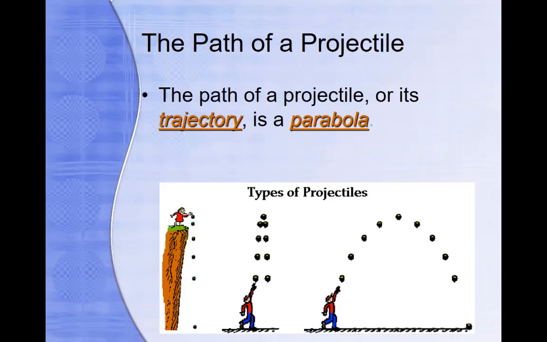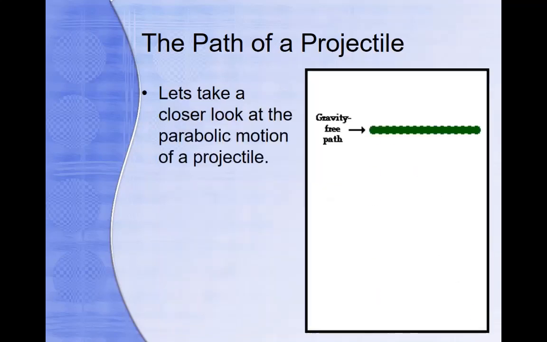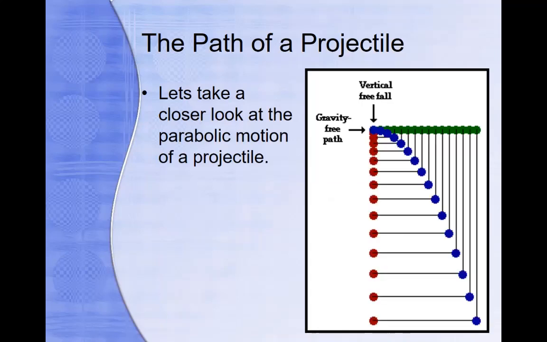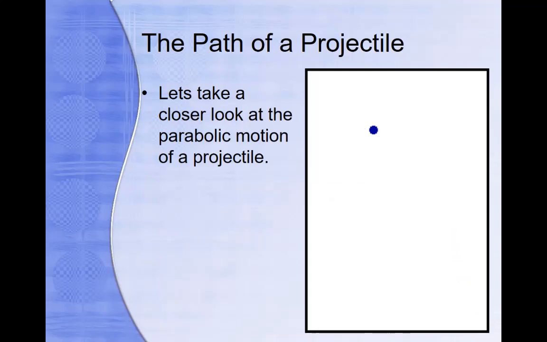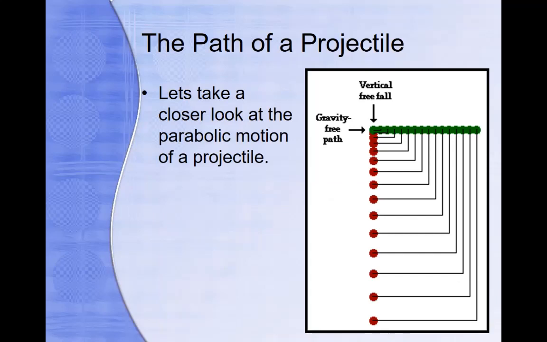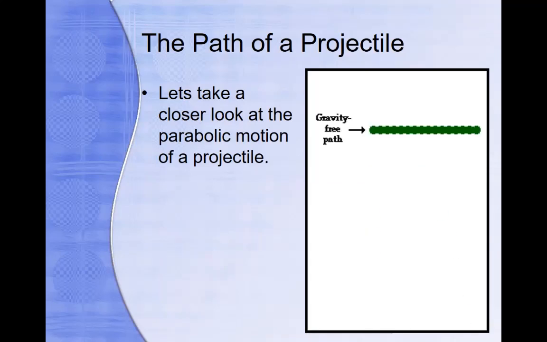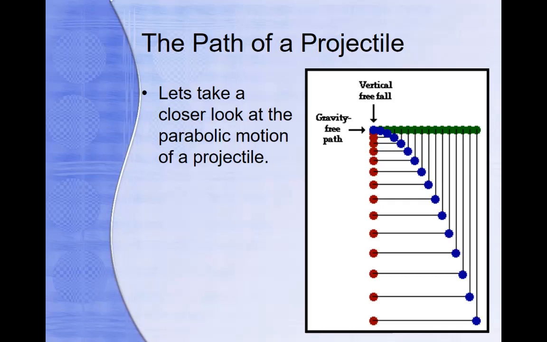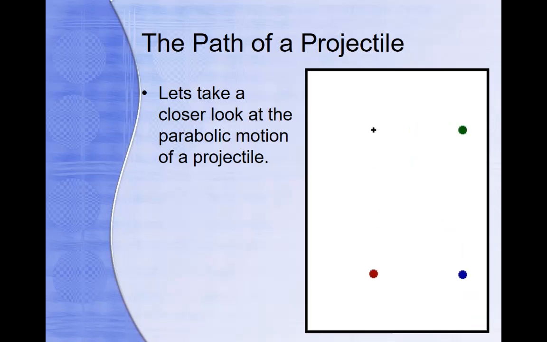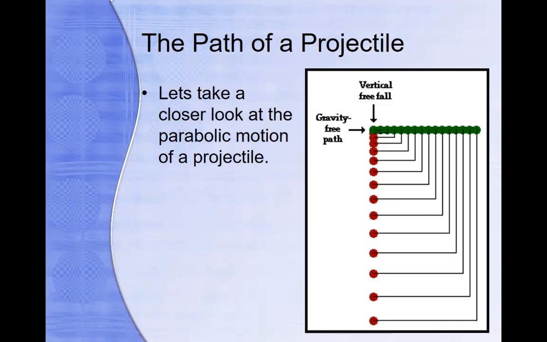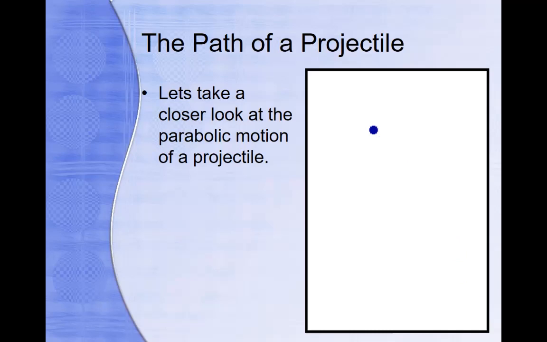Now, one of the key things to look at in terms of parabolic motion is what changes in terms of the velocity horizontally versus what changes in the velocity vertically. So let's take a closer look at parabolic motion of a projectile. In this particular diagram, we have two pieces. One, the gravity-free path, which is going to just continue going the same amount of distance every single second, because again, we're neglecting air resistance. And the portion which is the vertical free fall. If we were to just drop it, what would happen to the object in terms of its acceleration due to gravity? The actual parabolic motion is the combination of the two, the forward motion without air resistance and the acceleration due to gravity, creating the parabola.